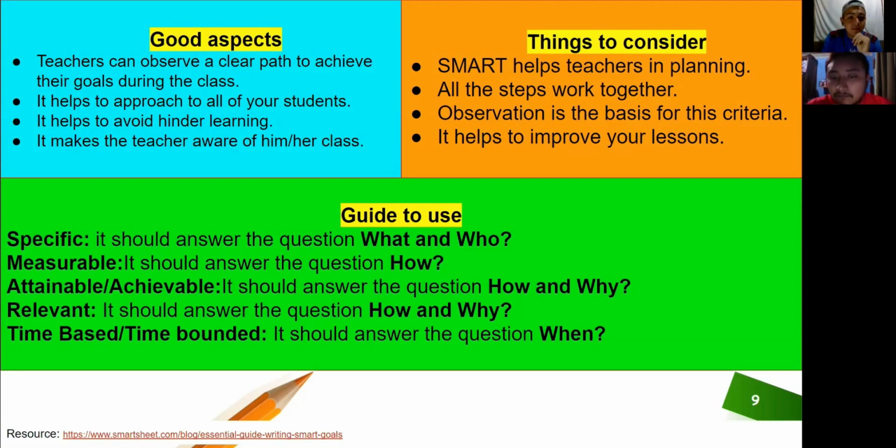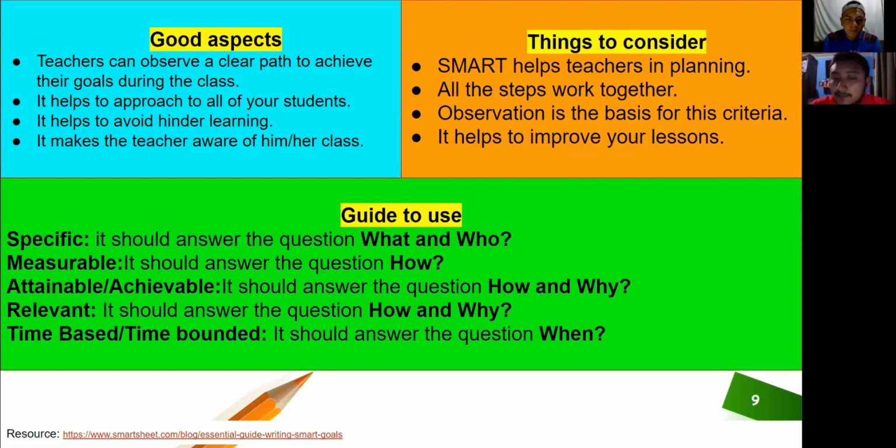Measurable. It should answer the question how. As we were saying before, it's a way to test what you want to achieve. It's a way to assess your own objective through the lesson. Attainable or achievable. It should answer the question how and why. As you are already observing here about the good aspects and things to consider, we need to be able to set goals that are really achievable for our students. We need to try to put an objective that is realistic for them, depending on the context that we are developing and also applying this.